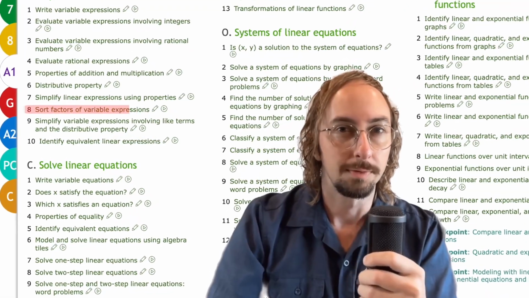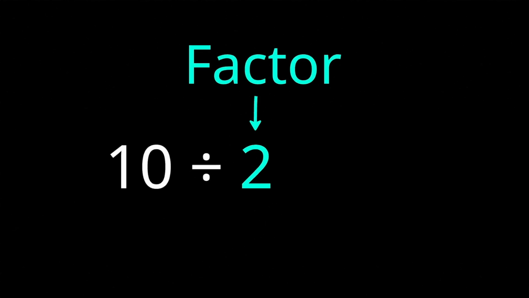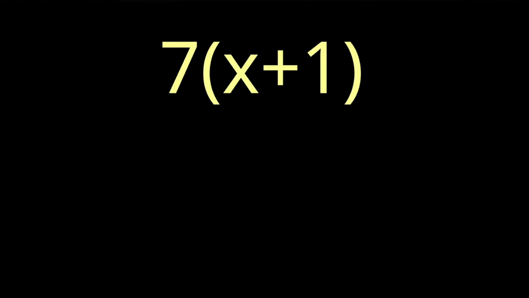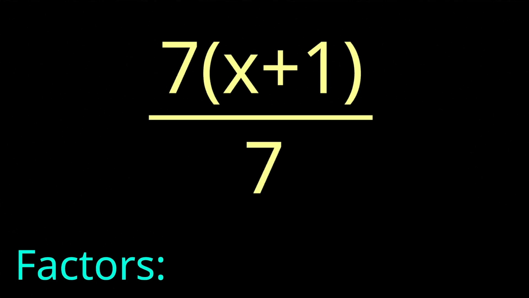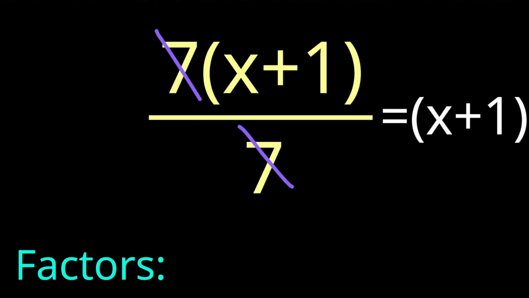Here's what you need to know before you dive into B8. Recall that a factor is just a number that we can divide something by, which leaves behind no remainder or decimal. So when dealing with expressions like this, a factor is just one of the numbers or expressions that's being multiplied. For example, if I divide this expression by 7, I'd be left with x plus 1.